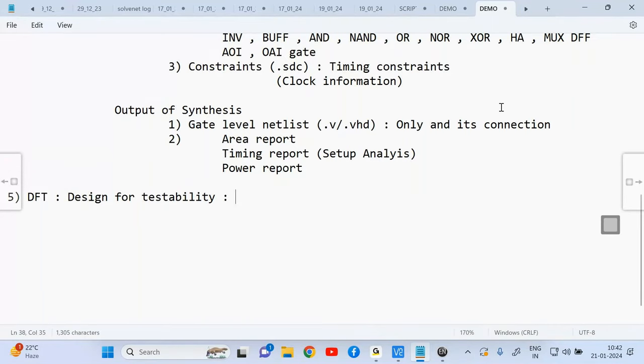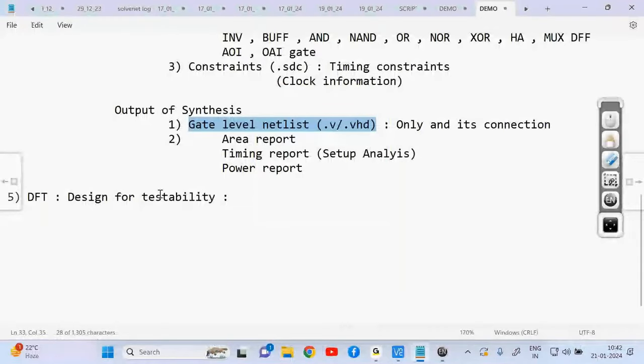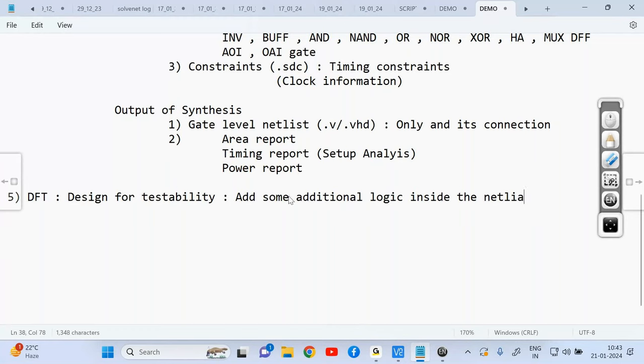The DFT team will add some additional logic inside the gate level netlist, meaning additional gates, so that the chip can be easily tested after fabrication. I can easily pass the test vectors inside the chip. For that reason, my DFT team will add some additional logic. They add it inside the netlist, because at this stage the chip is not yet fabricated, correct? They add it to the netlist I get out of the synthesis stage, so that the chip is easily tested.